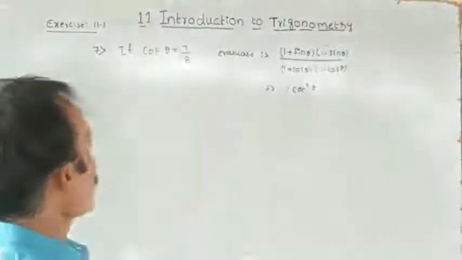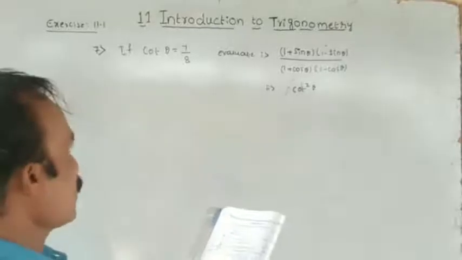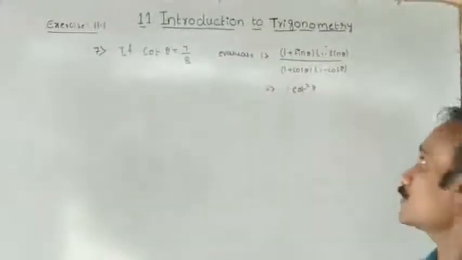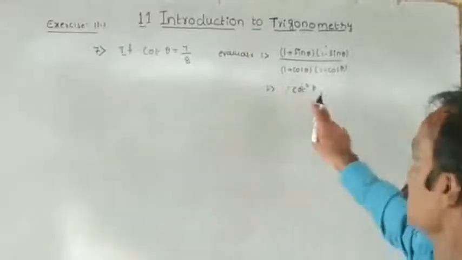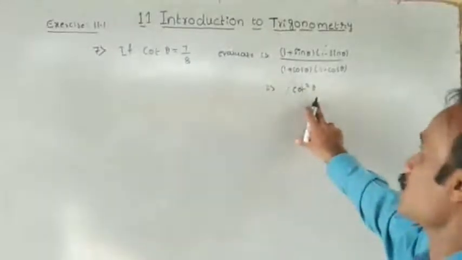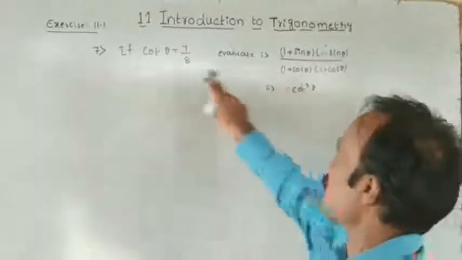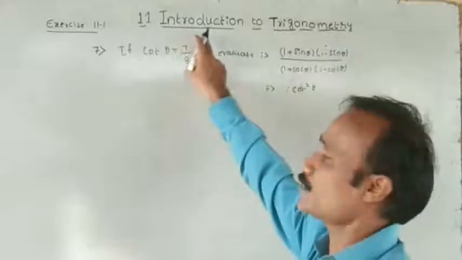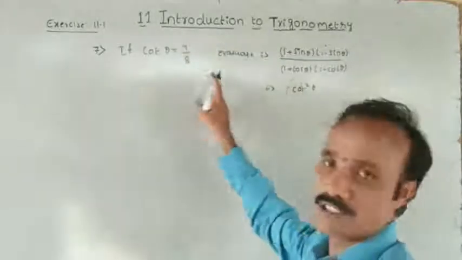If cot theta is equal to 7 by 8, evaluate 1 plus sin theta into 1 minus sin theta, divided by 1 plus cos theta into 1 minus cos theta. This is question number 1. Second one, cot square theta. There is no problem for this. Just make it square and you will get the answer. Cot square theta means 7 square, 49, divided by 8 square, 64.